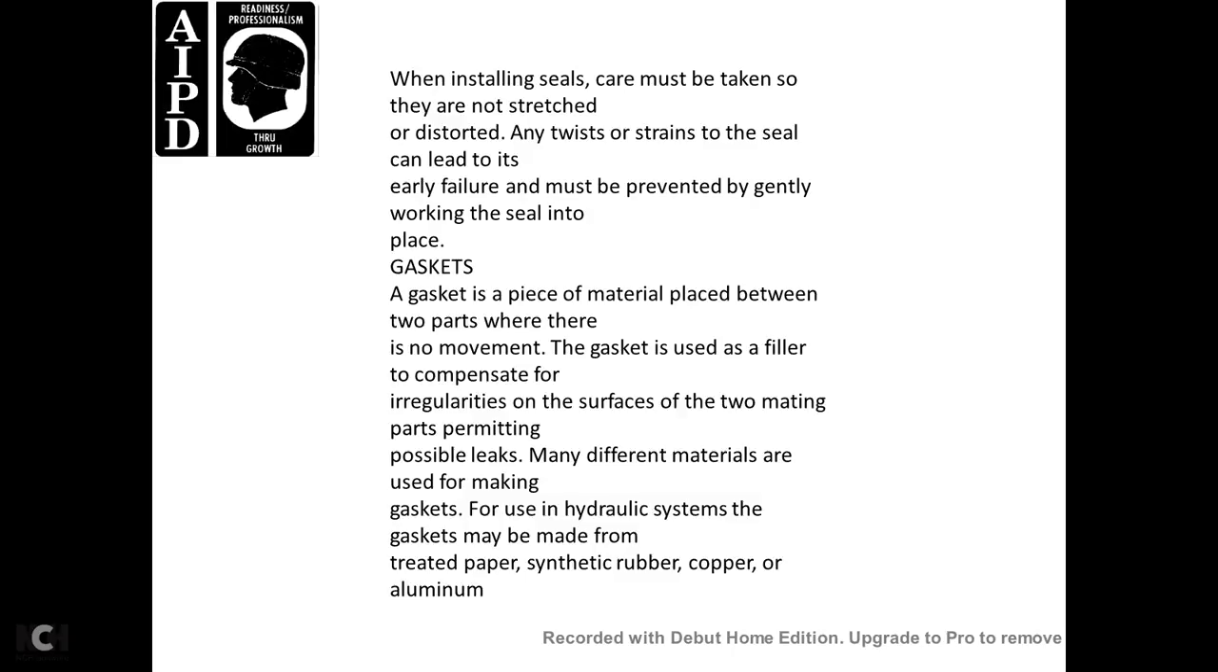A gasket is a piece of material placed between two parts where there is no movement. The gasket is used as a filler to compensate for irregularities of the surface of the two mating parts, preventing possible leakage. Many different materials are used for making gaskets for use in the hydraulic system. The gasket may be made of treated paper, synthetic rubber, copper, or aluminum.